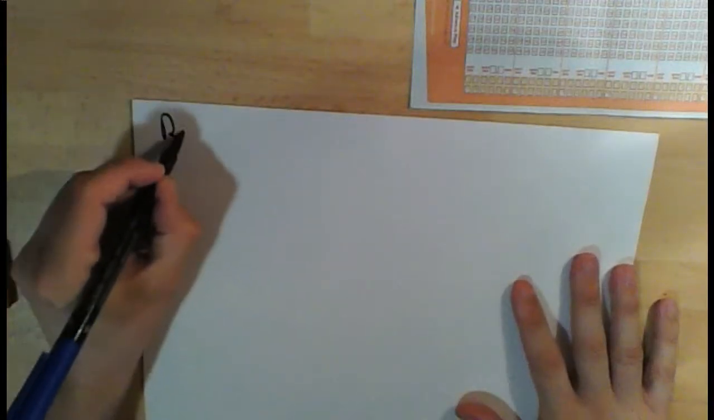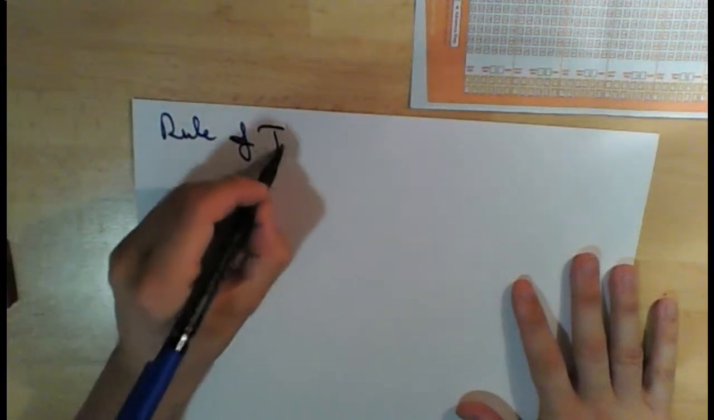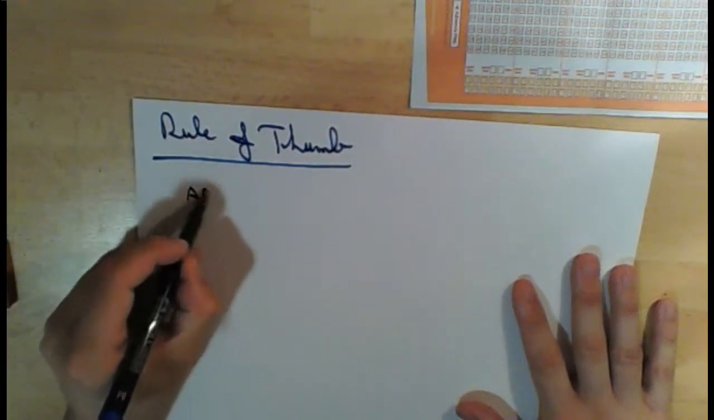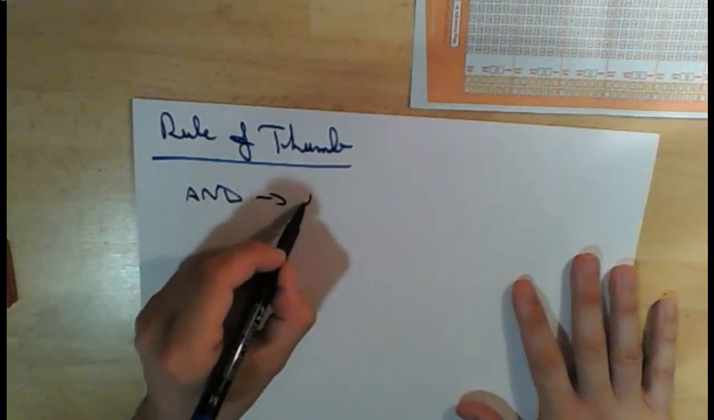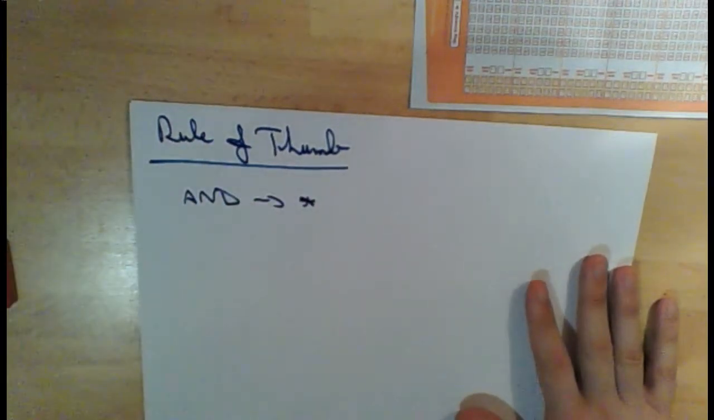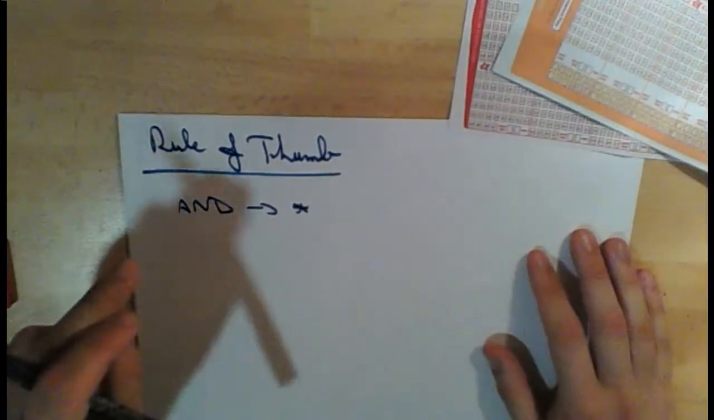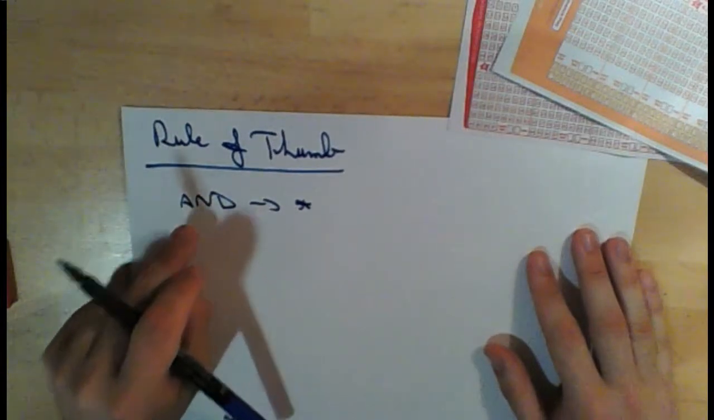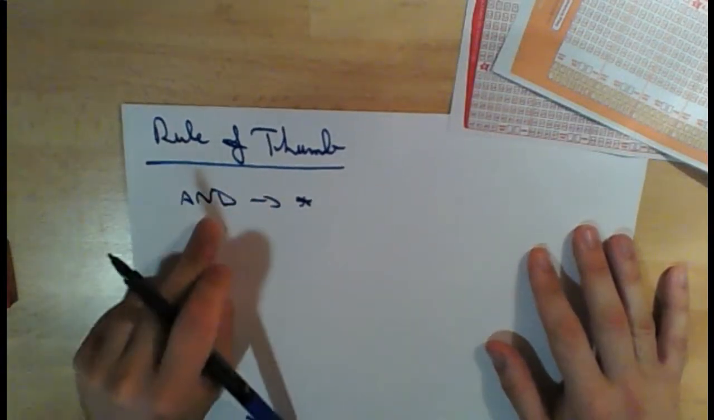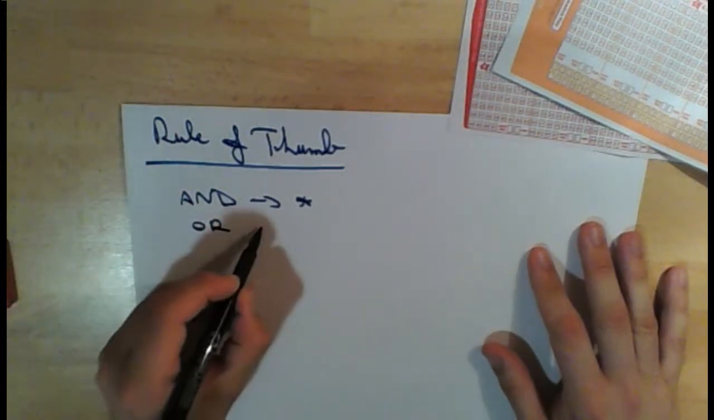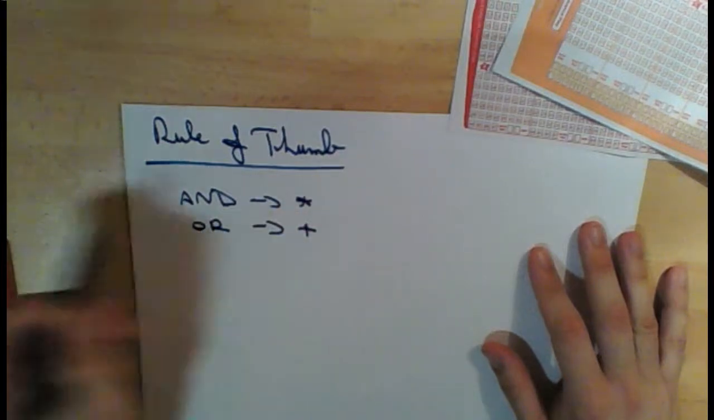Now let me explain a rule of thumb here. If something and something else happens, then I multiply. Like in our Euro Millions, I had to do this and that, so I was multiplying two combinations. So in probability, when you want to know the odds of something and something else happening, you multiply. When you want to know the odds of something or something else happening, then you add.